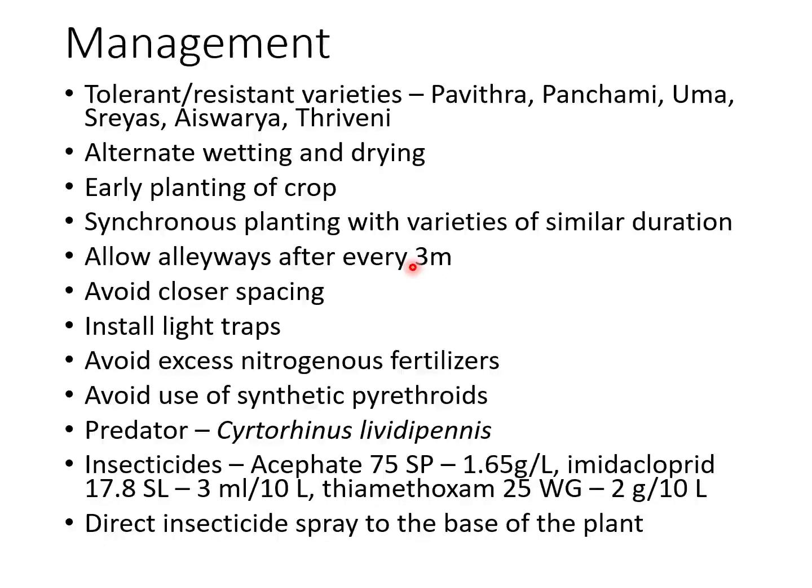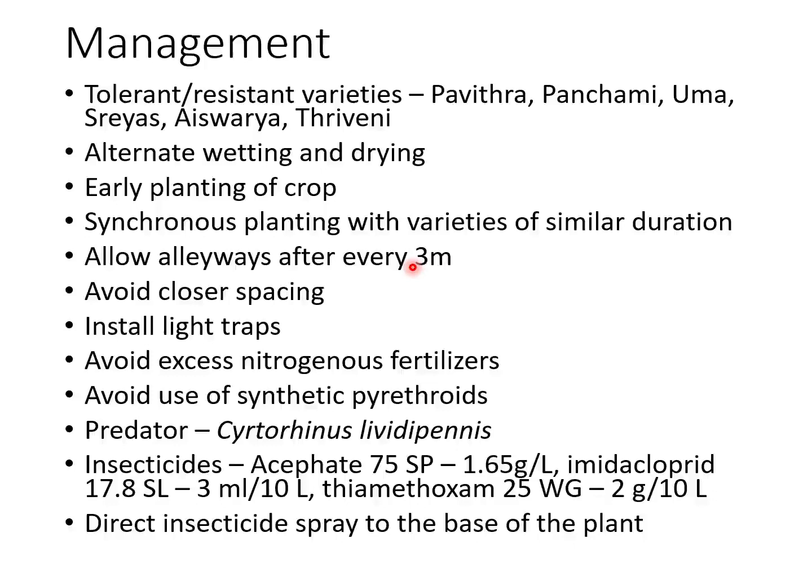We have very effective predators in the field. One such predator is Cyrtorhinus lividipennis. It is an extremely good predator of BPH. And with respect to insecticides, the insecticides recommended for the management of BPH are slightly different, except acephate. Acephate is the insecticide recommended for the management of leaf folder and stem borer at the rate of 1.65 gram per liter. But the other insecticides, imidacloprid and thiamethoxam, etc., are very good insecticides effective against sucking pests. Imidacloprid is recommended at the rate of 3 ml per 10 liter, and thiamethoxam is recommended at the rate of 2 gram per 10 liter.